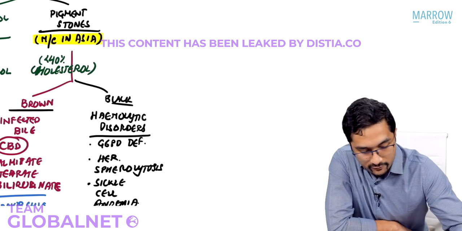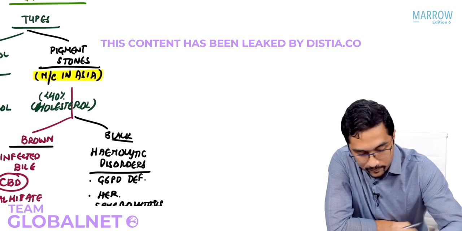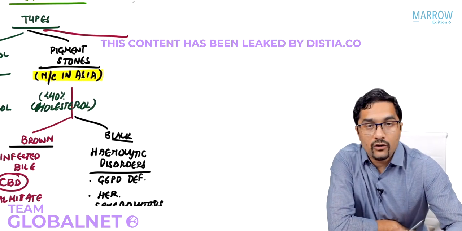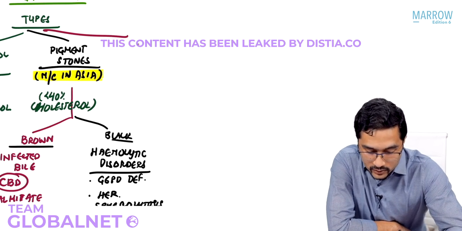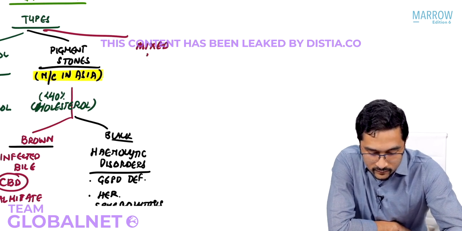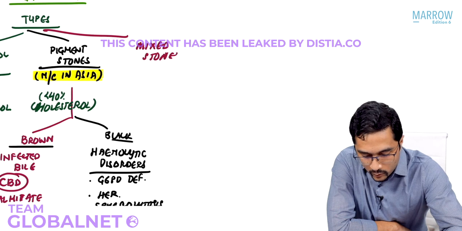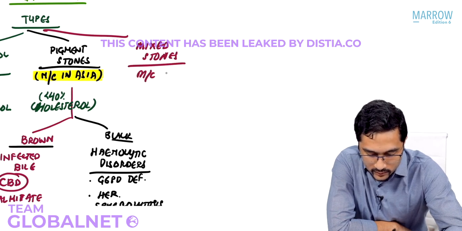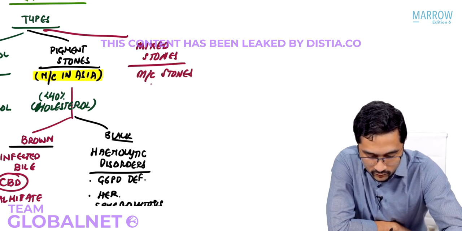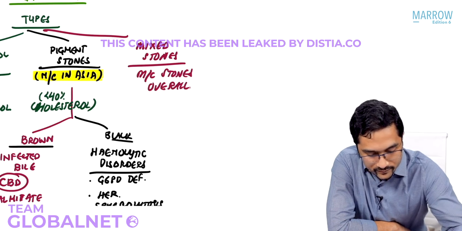And finally, you have mixed stones. Mixed stones are a combination of cholesterol and pigment stones. So these are mixed stones, and mixed stones are the most common stones all over the world. Most common stones overall are mixed stones.